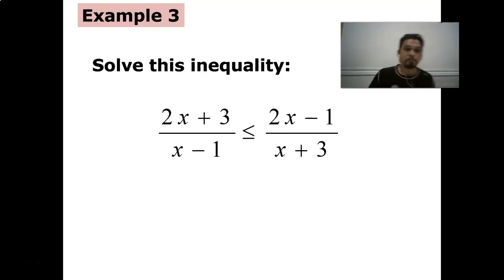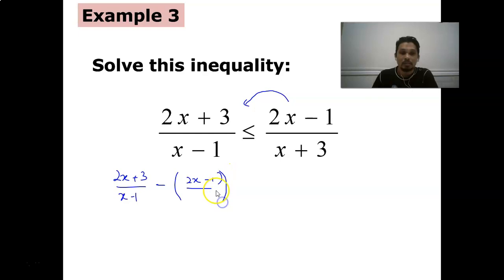Okay, now (2x + 3)/(x - 1) less than or equal to (2x - 1)/(x + 3). Okay, the whole of this rational function, or fraction, we bring to the other side. Where (2x + 3) divided by (x - 1) minus (2x - 1) divided by (x + 3).